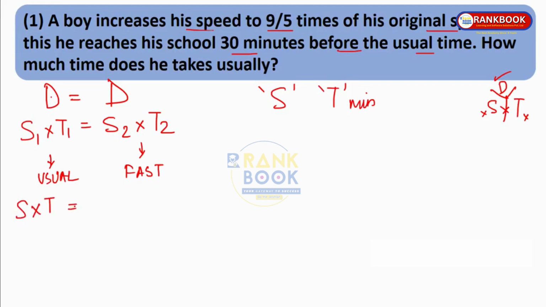Now they have given that the boy increases the speed to 9 by 5 times of original speed. So second case speed becomes 9 by 5 times of original, that is S, and time taken is 30 minutes before usual time. That means the boy takes 30 minutes less. So time is t minutes minus 30 minutes.